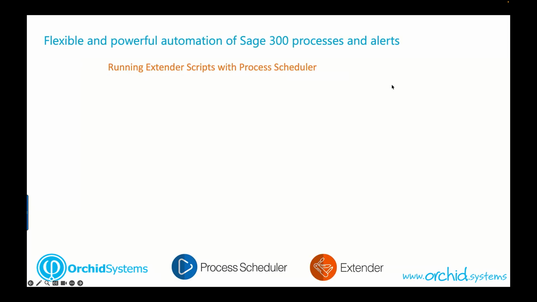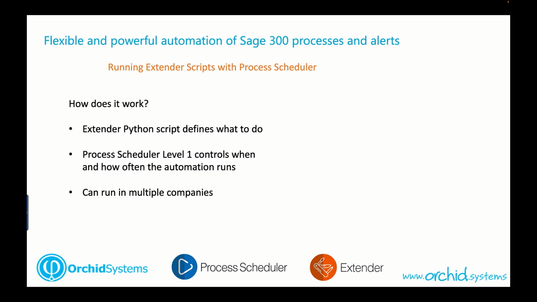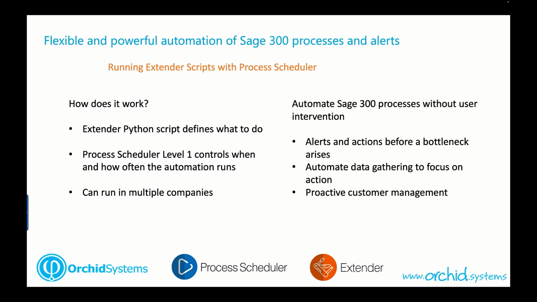In this presentation, we will look at flexible and powerful automation of Sage 300 processes and alerts by combining Extender and Process Scheduler. How does it work? We use Extender and its capacity to run Python scripts to define what we want to do in Sage 300. We use Process Scheduler Level 1 to control when and how often the automation runs. And this can run in multiple companies from within one schedule.